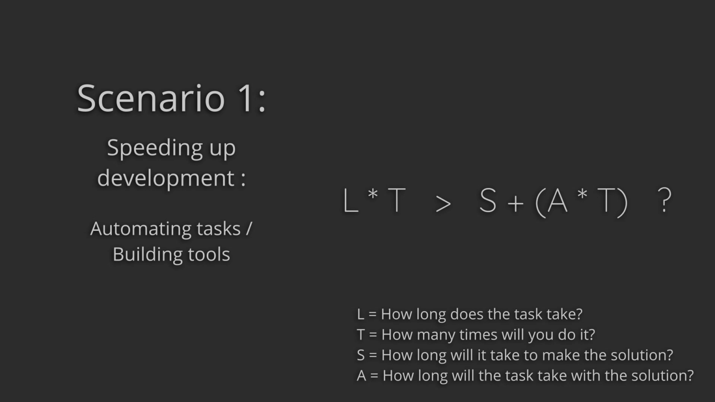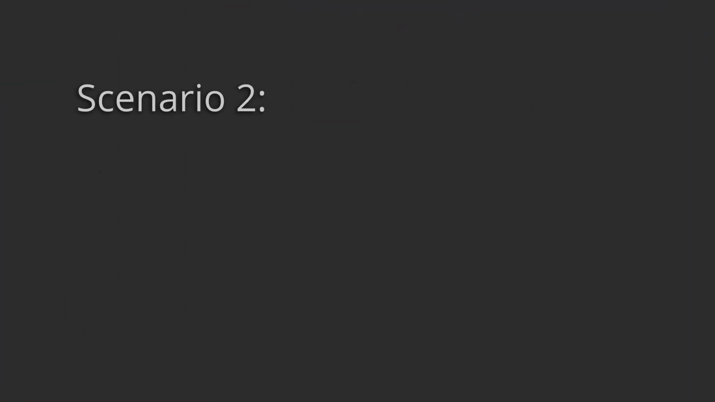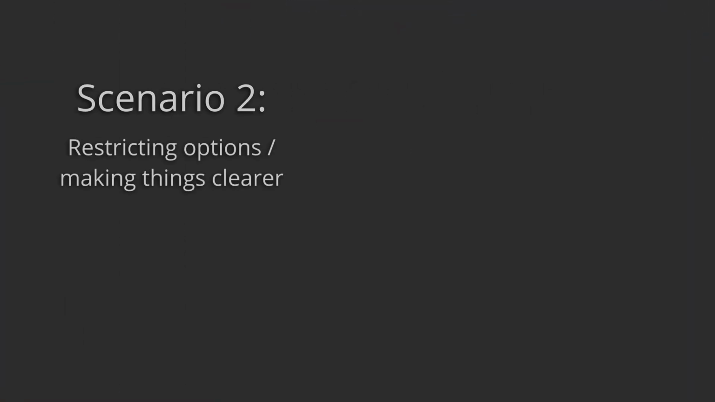It's much better to be more conservative with things like this and only implement things when you actually need them. The second broad case is about restricting options and making things more clear to avoid mistakes. A big part of coding, once you get a bit more advanced, consists in limiting yourself as much as possible so you don't accidentally do something dumb.